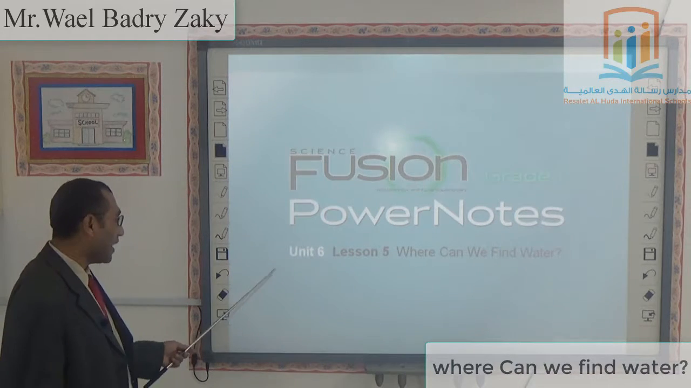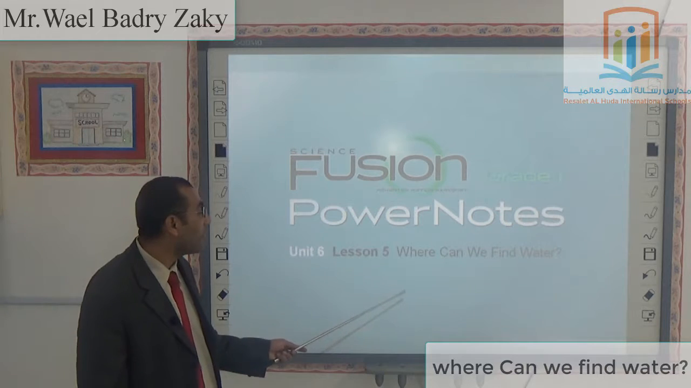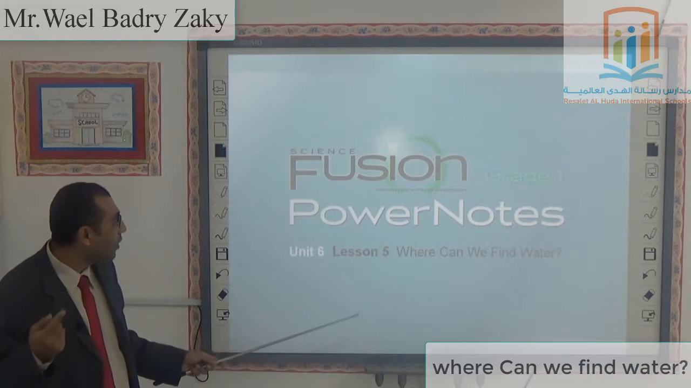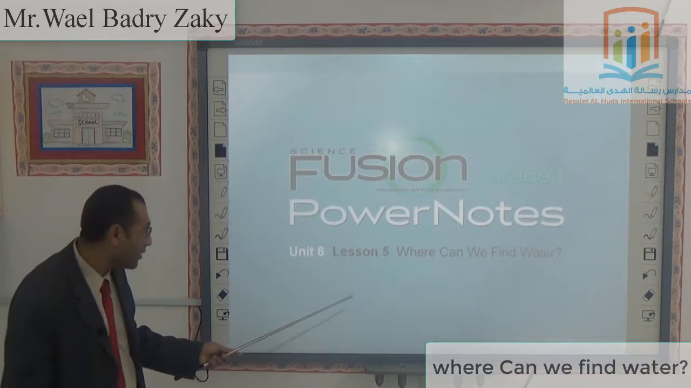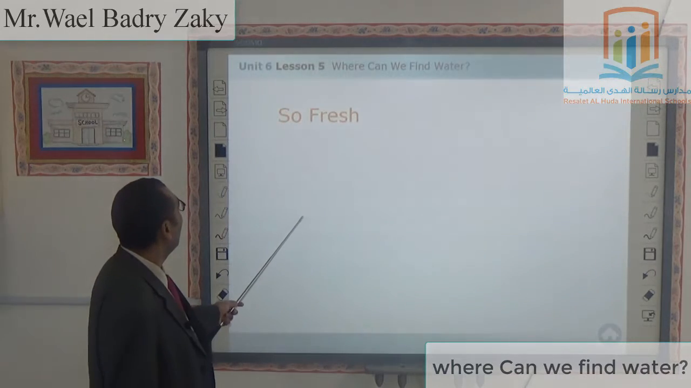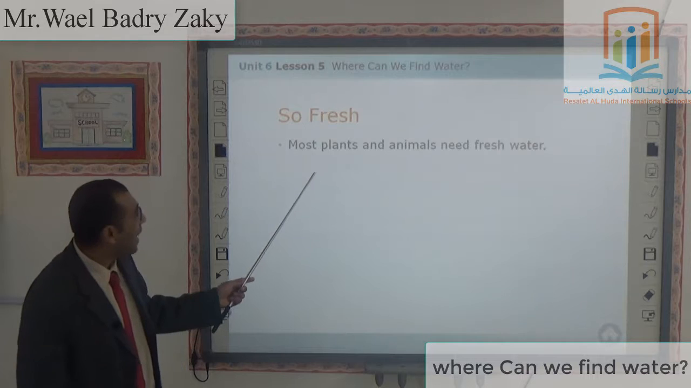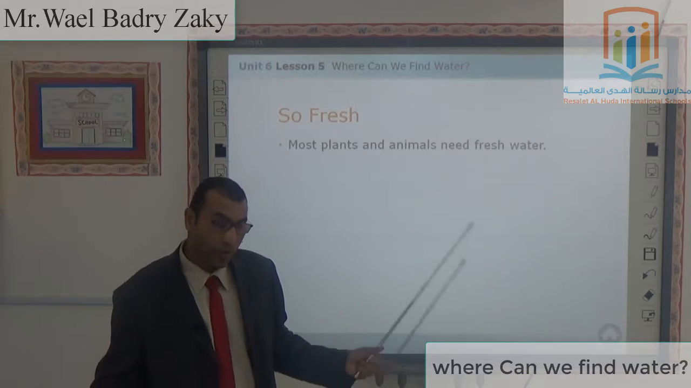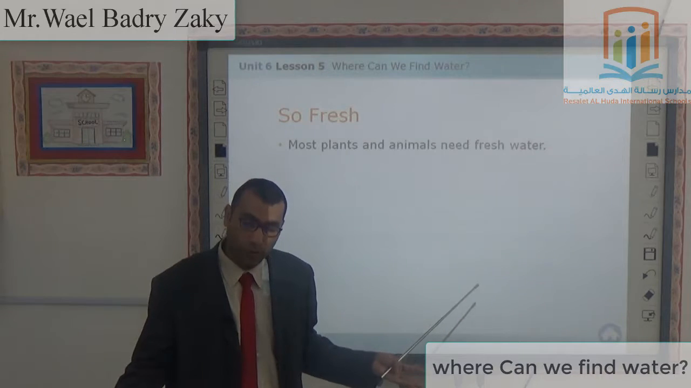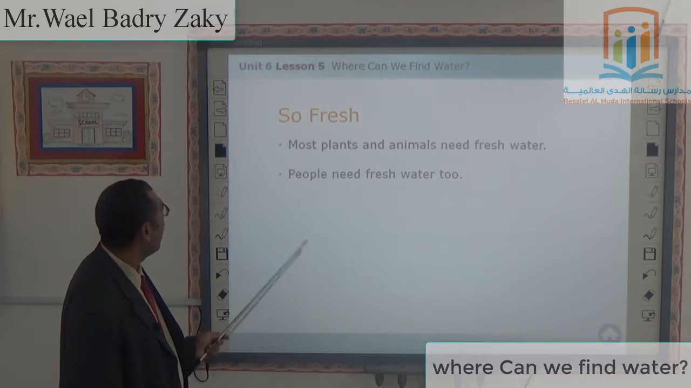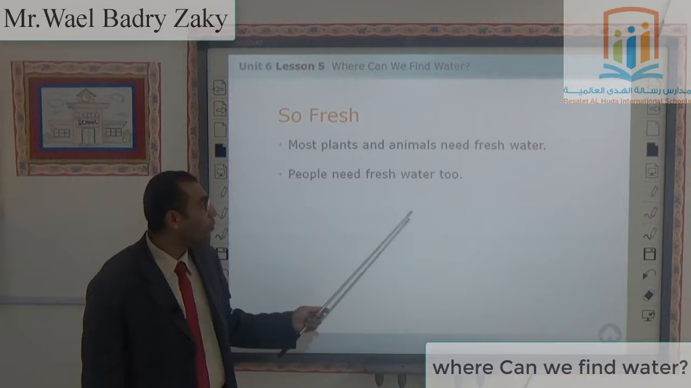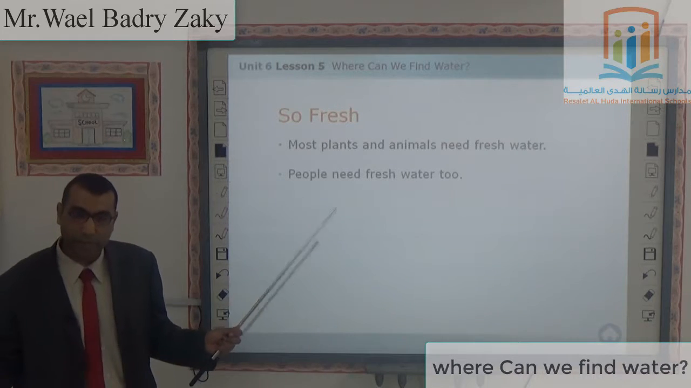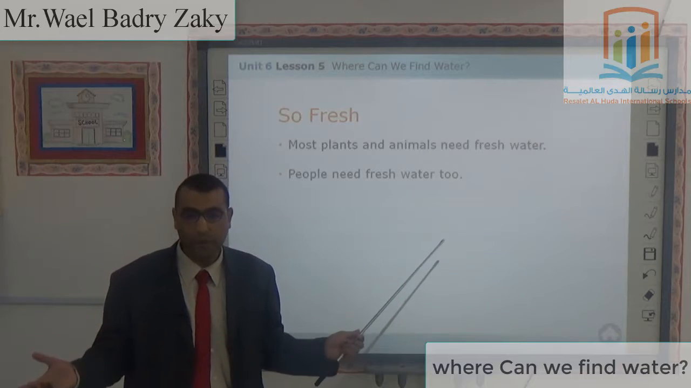Okay, unit 6, lesson 5. Where can we find water? Think of the answer. Most plants and animals need fresh water because they can't live without water. People need fresh water too, because people cannot live without fresh water.